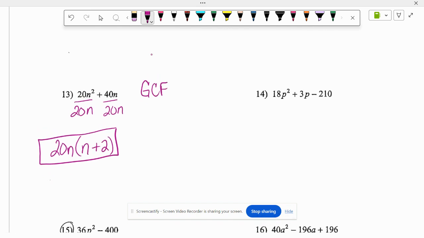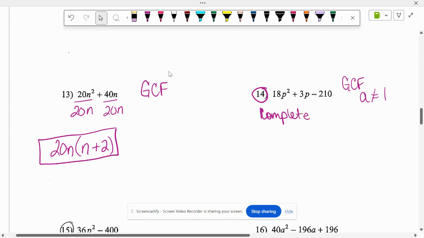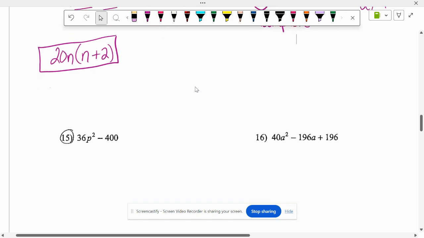Number 18, another trinomial where a does not equal 1. I would like you to do this one. So you need to complete this one. Okay, you're going to complete number 14. Number 15.